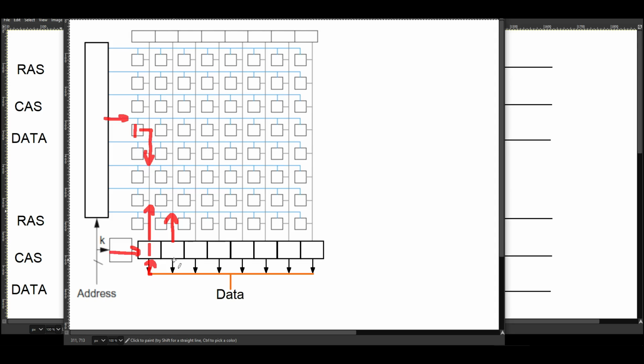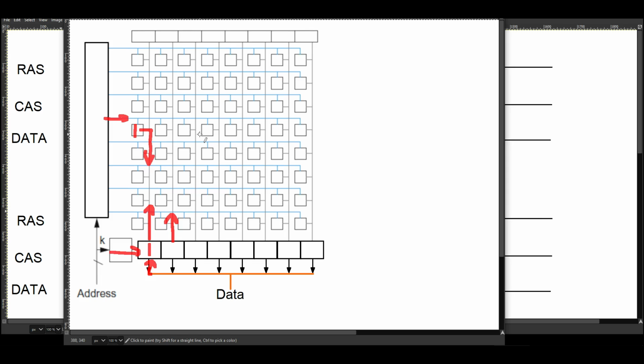To close the row, we quite simply deassert the word line, so we just take off the voltage that we were applying to the word line. The time between when we start applying the voltage to the word line and when we stop is called tRAS, the row address strobe timing, and that's the full timing between when we start and when we finish.